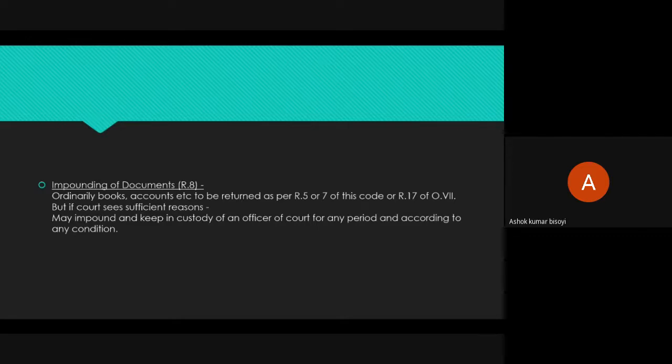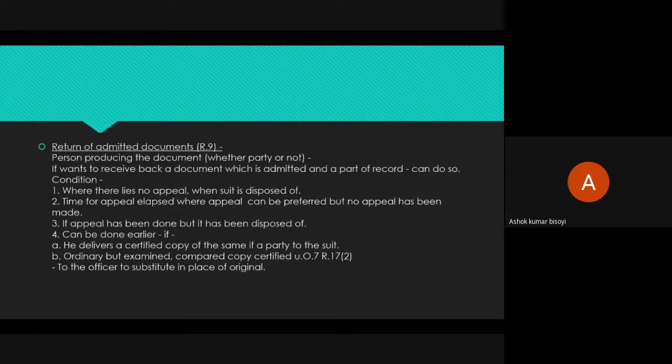That means here the court will say, no, you were supposed to get this back, but because I see sufficient reason, I think that it is necessary to be kept for that purpose, I will keep the same and I will impound that document. So seize that document and it will remain in the custody of an officer of the court for such period and according to such condition as the case may be.